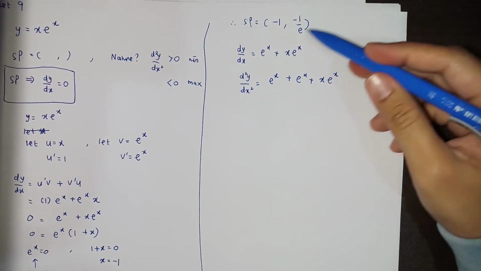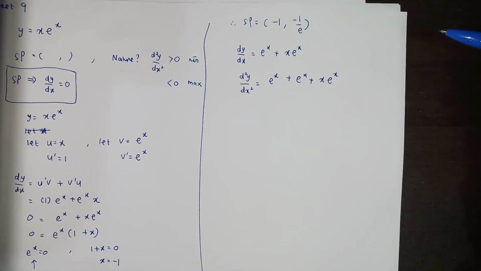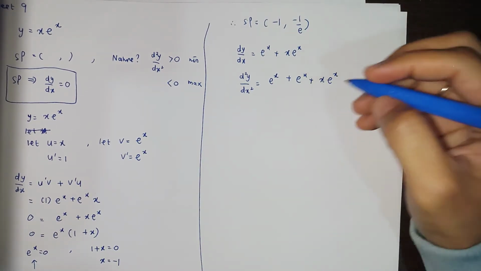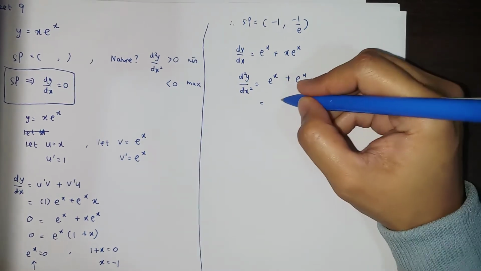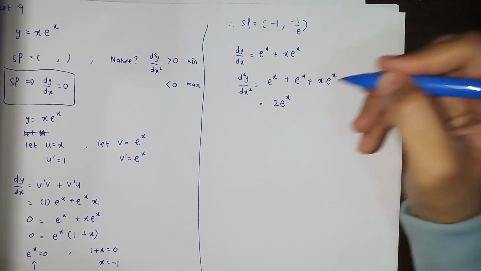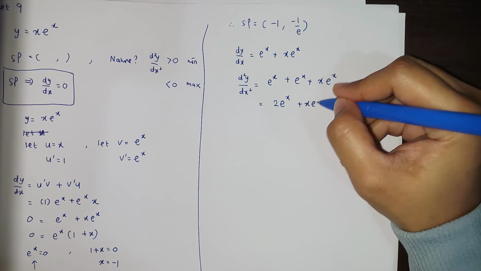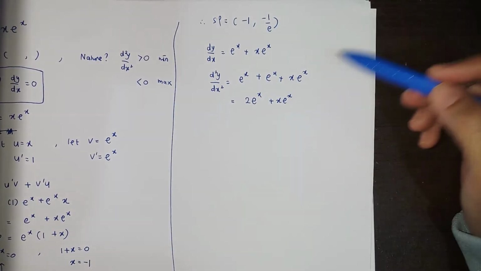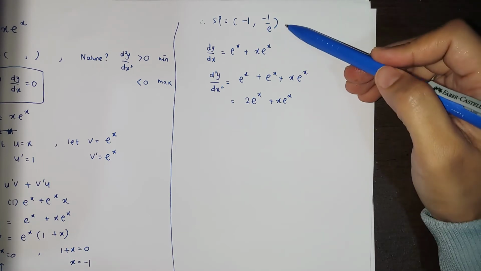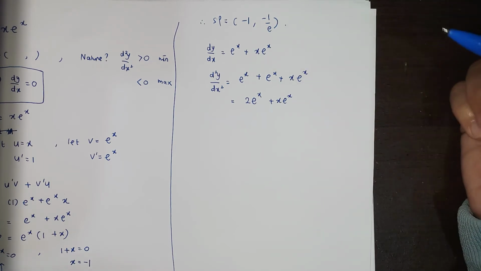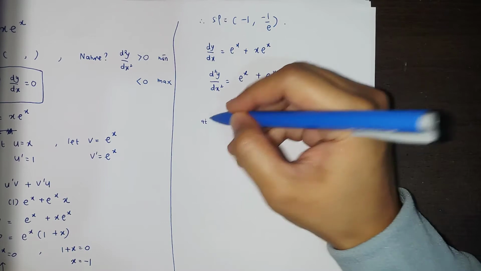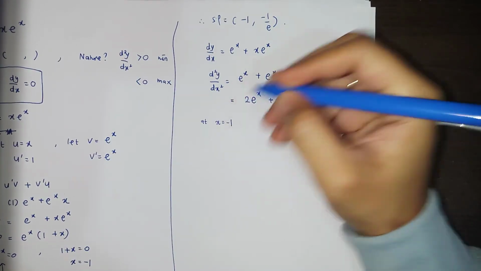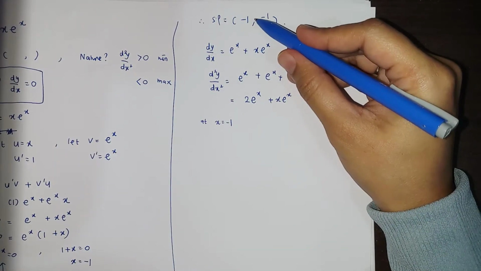If you don't understand this part here, please feel free to message me. So that one I can simplify, it becomes 2e^x plus x e^x. Now we want to identify whether that value is positive or negative at that stationary point. So we substitute in the value of x. At x equals negative 1, consider negative 1 only, the stationary point.